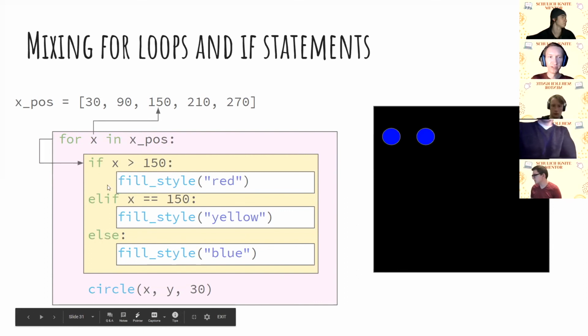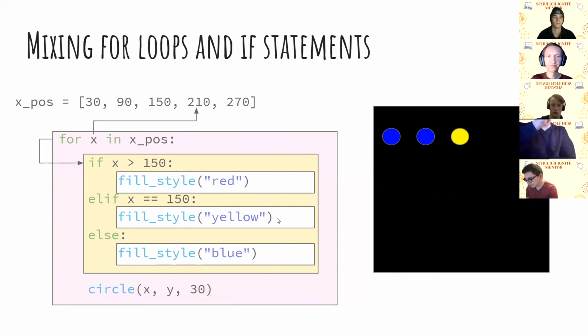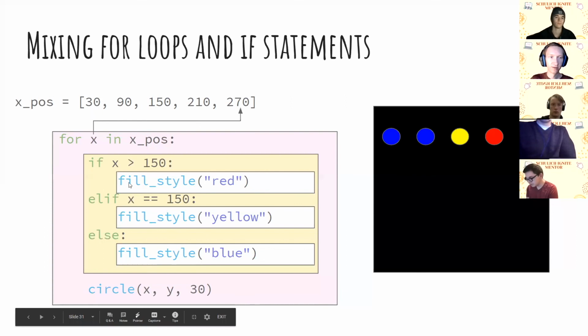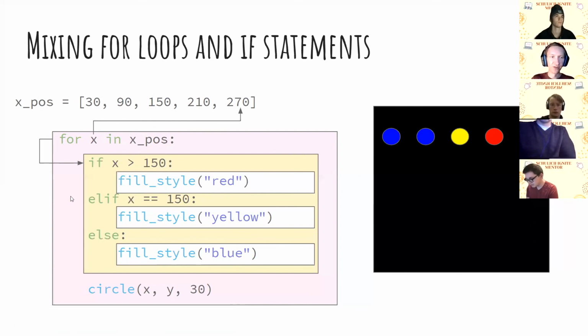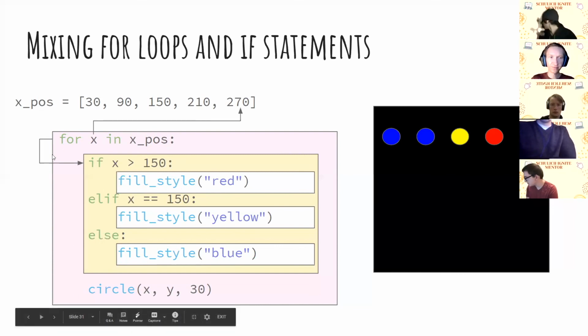We're on to 150 now. Is 150 greater than 150? No, it's exactly that value. So now we have this one matching. So we're going to have a yellow color. Draw a yellow circle. Repeat back to the top. Now we're at 210. That one's going to match greater than 150. So it's going to be red. And for 270, that one is also greater than 150. So this one again matches the fill style red, and goes to drawing the circle. And that is the last one, and that is finished.